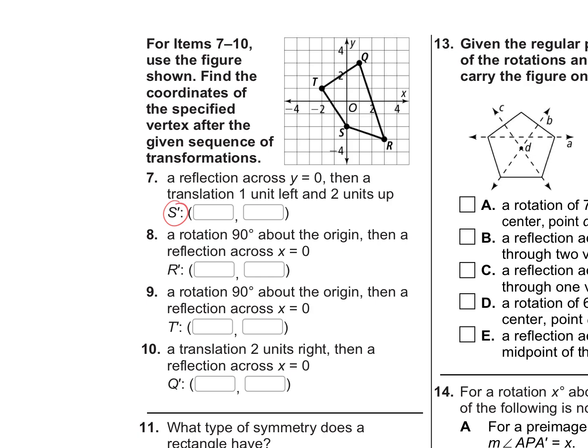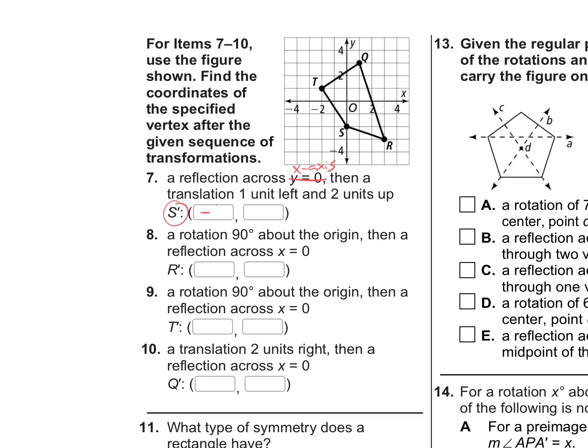This one wants us to do S prime. Again, that y equals 0, that is our x-axis. So how far away is S from the x-axis? 2, so I need to go 2 on this side. And then translation, 1 unit left, 2 units up. What's my new coordinate?